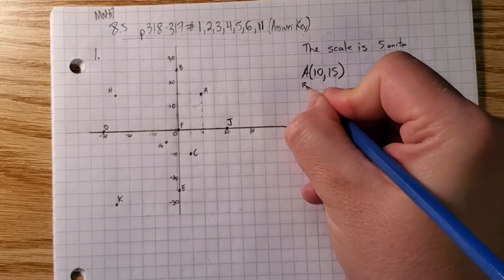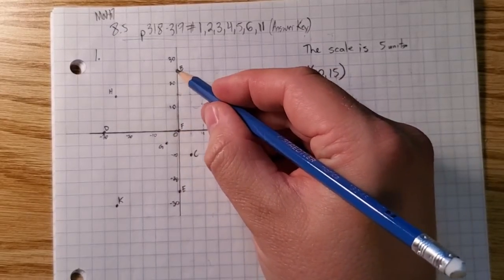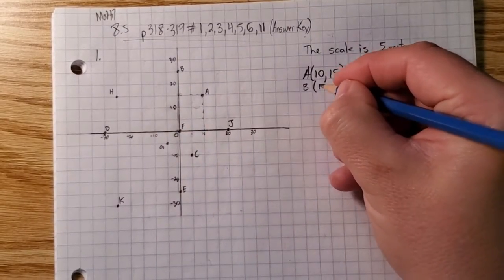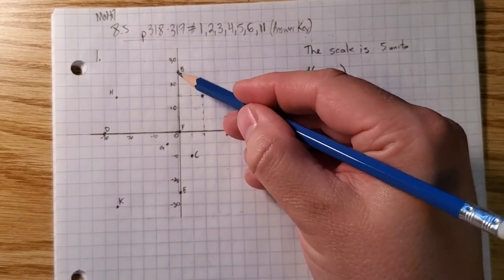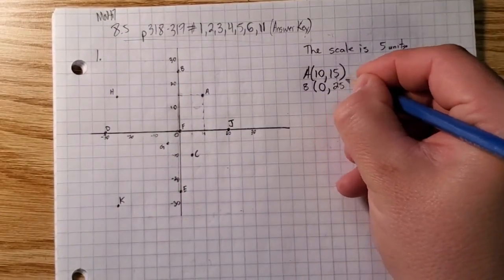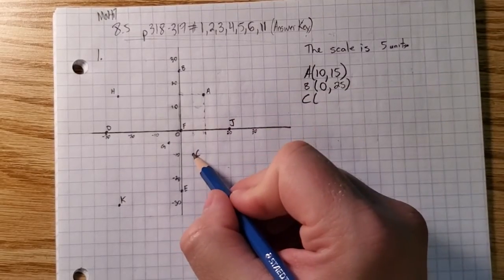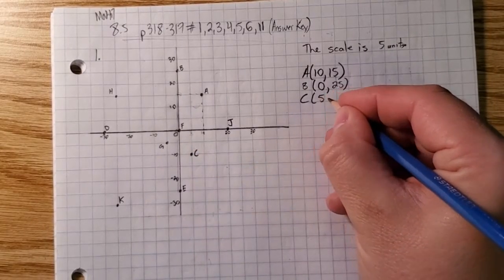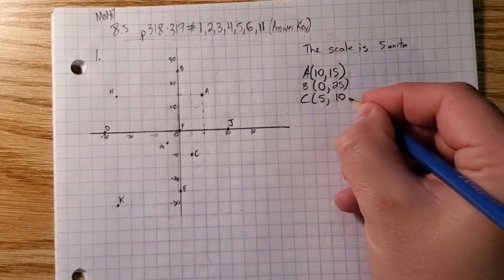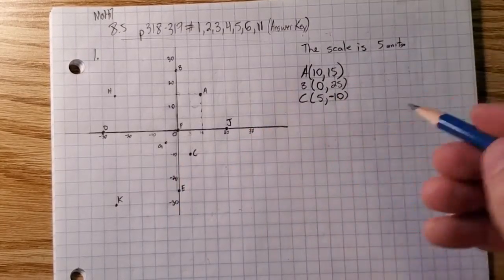B, does it go right or left at all? No, it's right here. It's still in the same spot. It's 0. It did not move right or left, and then it moved up 20, 25. 0, 25. C is down here. Right 5, down 10. Right 5 is positive 5, down 10. What do we need? A negative sign. Why? Because it's negative 10, right?